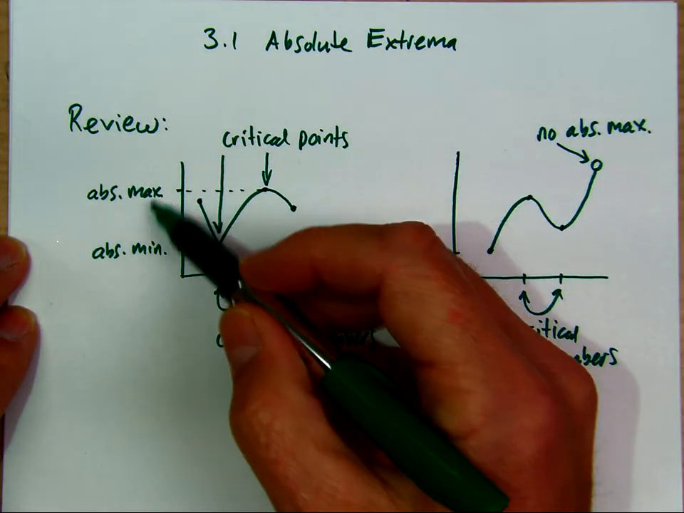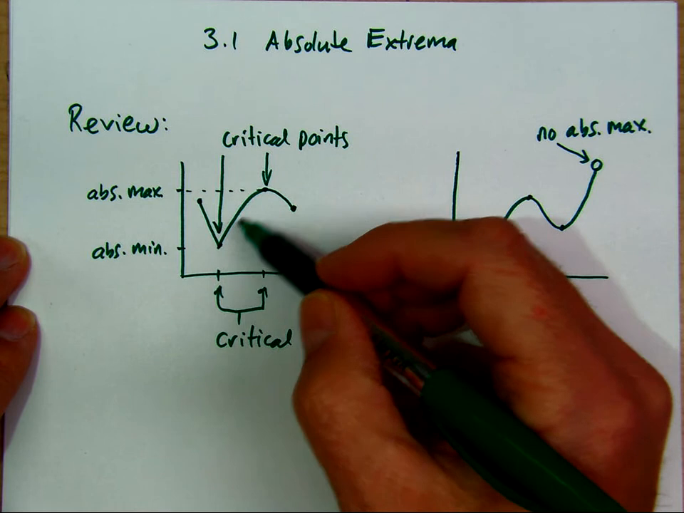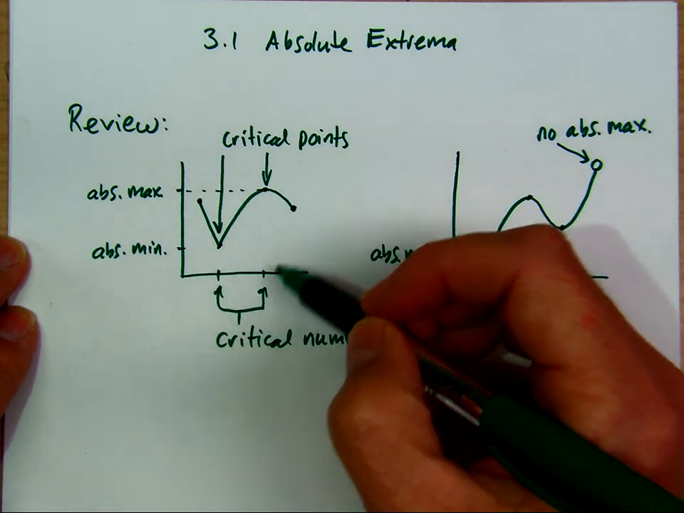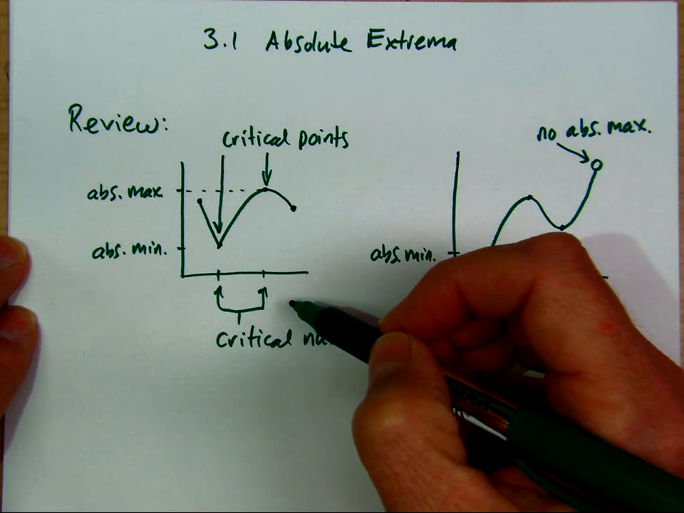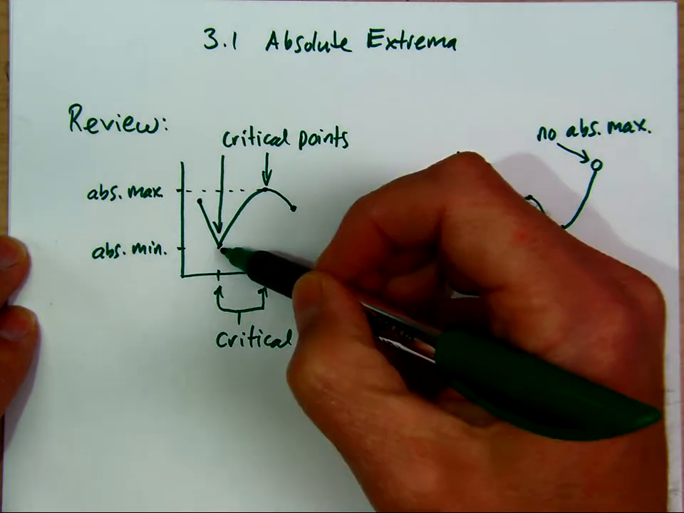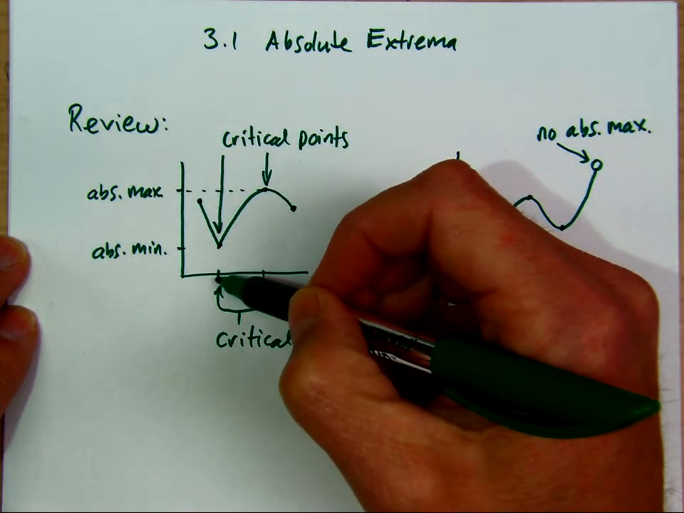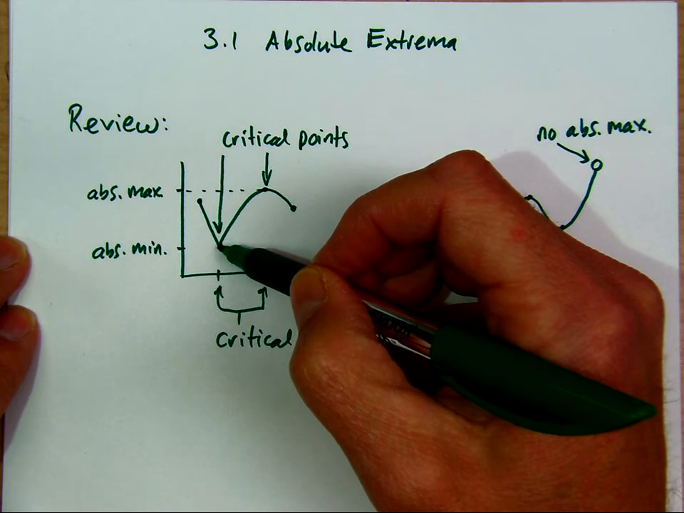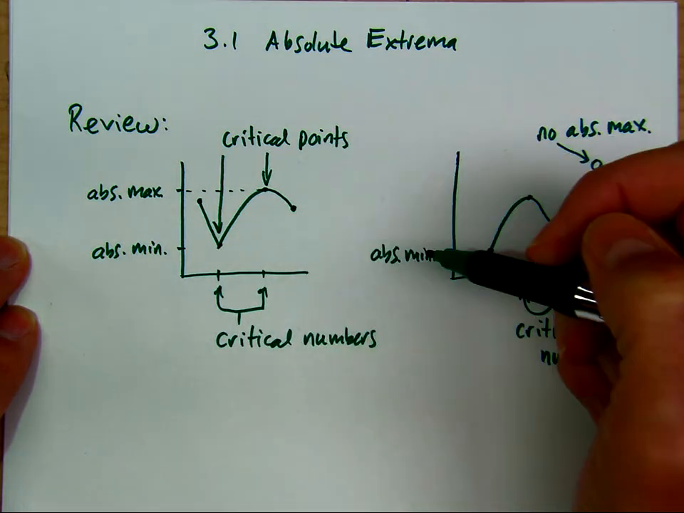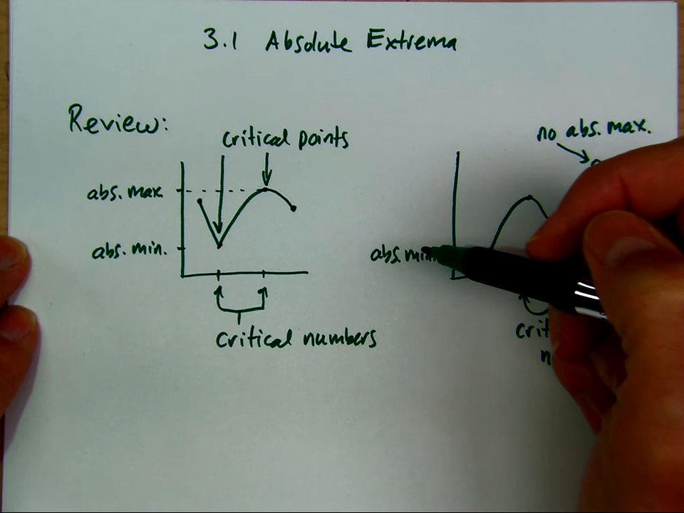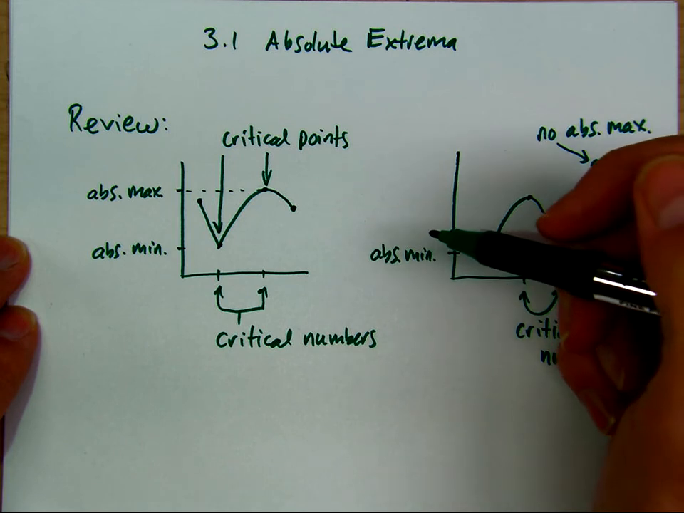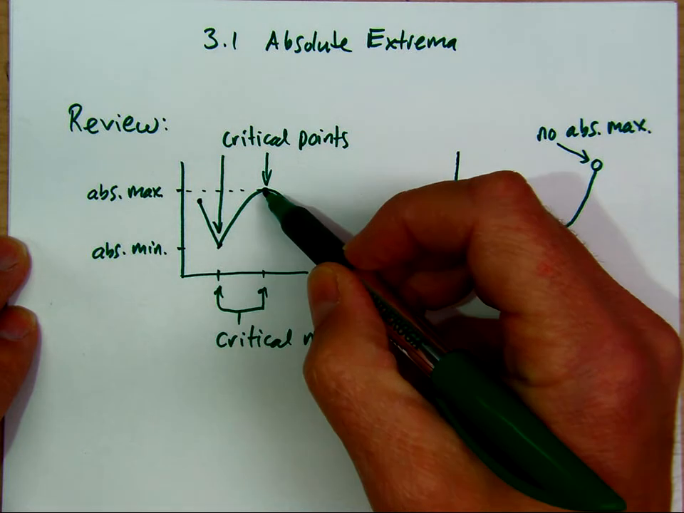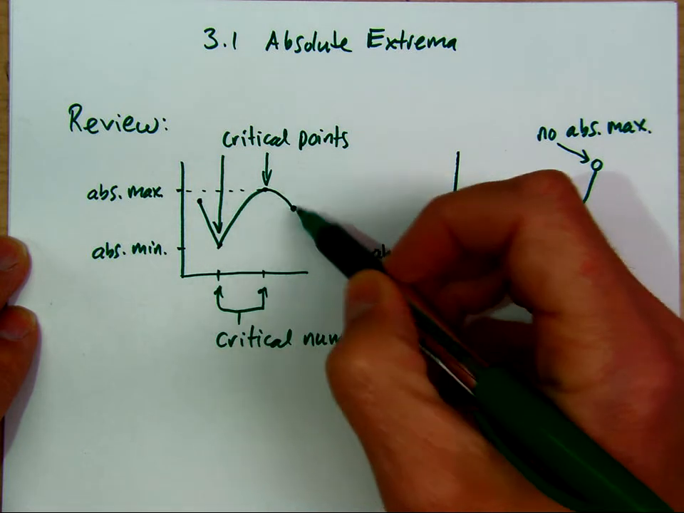The absolute extrema don't always occur at critical numbers. They can occur at the endpoints. So here, this x value is a critical number, and this point is a critical point. A critical point is where the slope is either 0 or undefined. So here the slope is undefined, and here the slope is 0, horizontal tangent line.